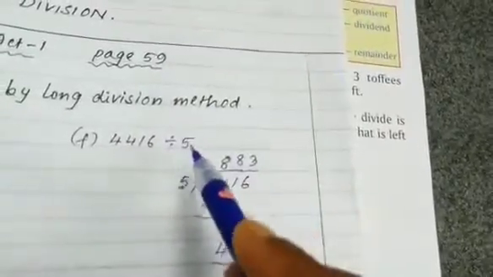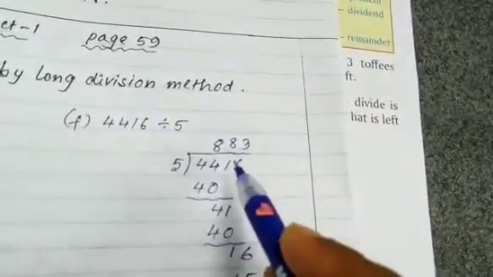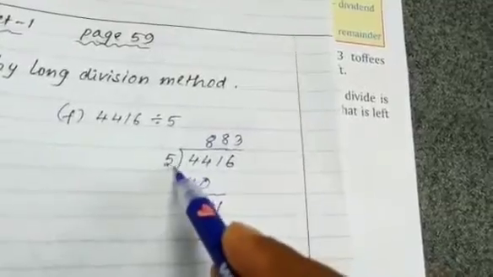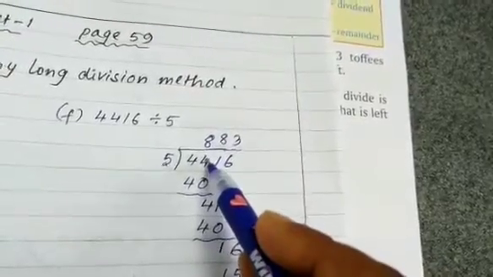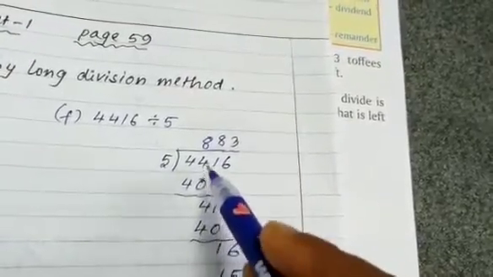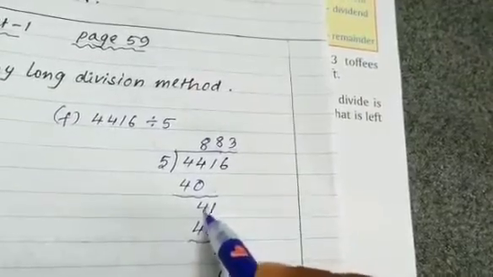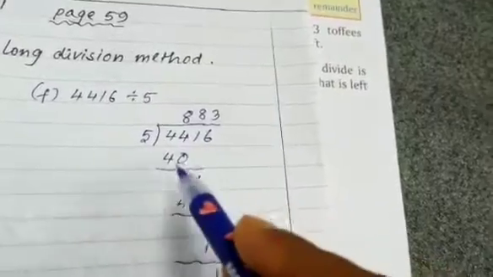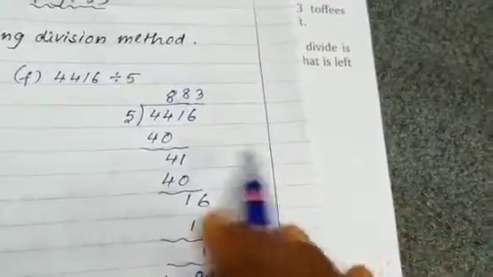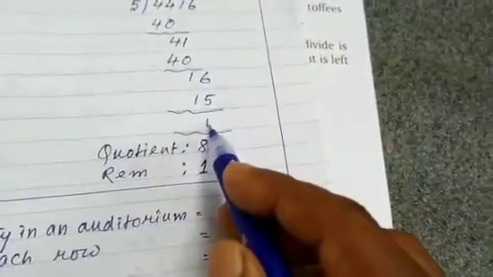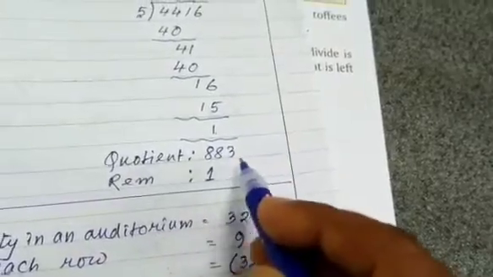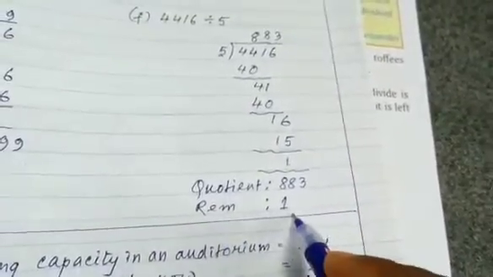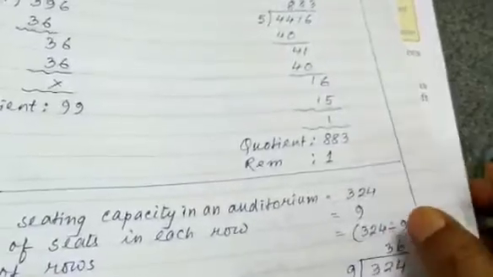Next sum, 4416 divided by 5. So again I will do the same way. 5 8s are 40, here is 44, so after subtracting it comes 4. Now 1 will come down. 5 8s are 40 again, then 1 comes down, and again 5 3s are 15, there is 16, so the difference is 1. So here the quotient is 883 and the remainder is 1. I have to write both the quotient and remainder together. Now come to the next sum.